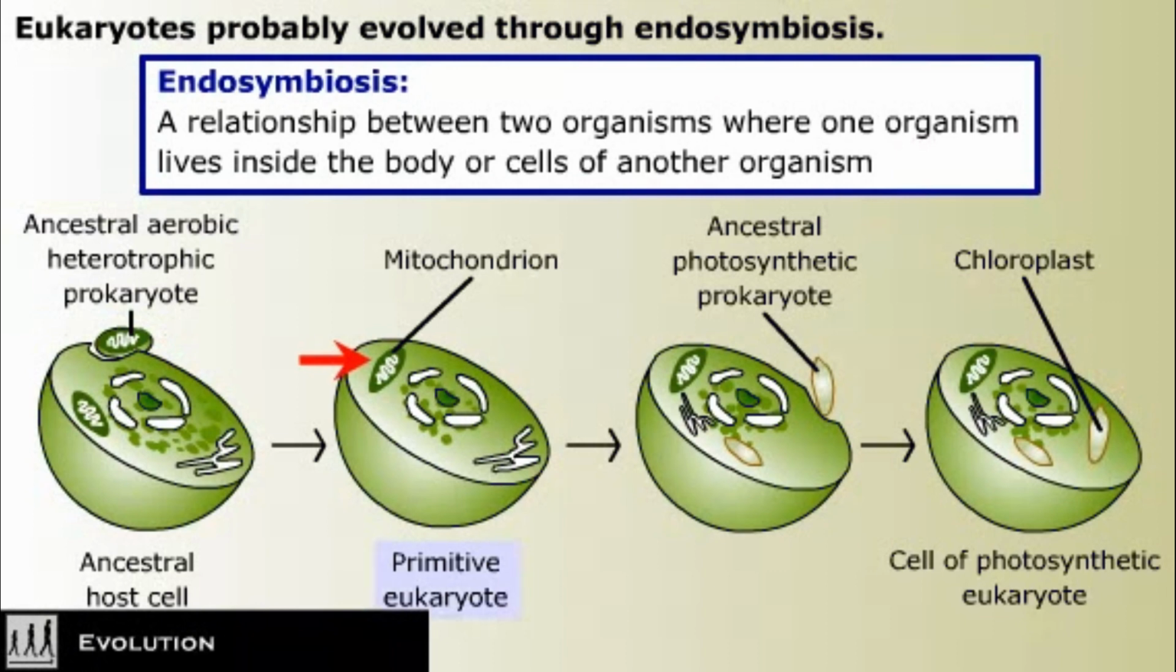For example, ancestral prokaryotes that could use oxygen to convert food molecules to energy may have lived symbiotically inside primitive eukaryotes. These prokaryotes eventually became modern-day mitochondria. Other prokaryotes with photosynthetic properties may also have lived symbiotically in these early eukaryotes.